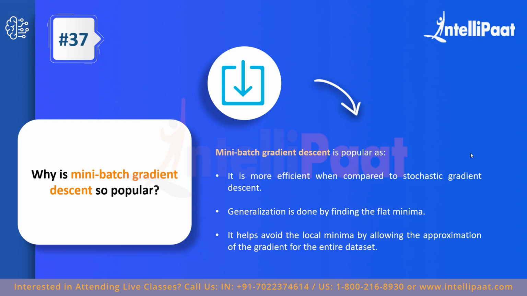So what this does is make sure that we can avoid the local minima, we can approximate the gradient for the entire data set by the process of generalization, and it can be done very easily as well. So it packs a punch without having much effort into it. So that's one advantage of mini batch gradient descent.